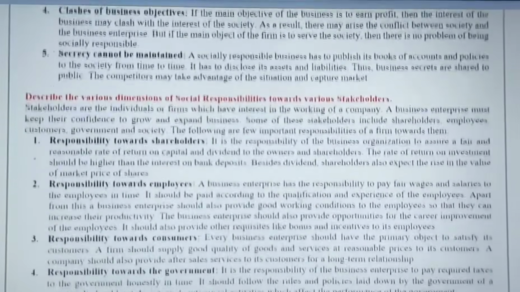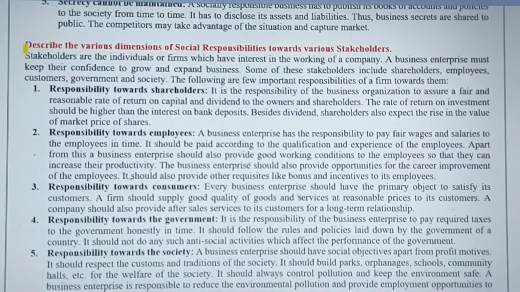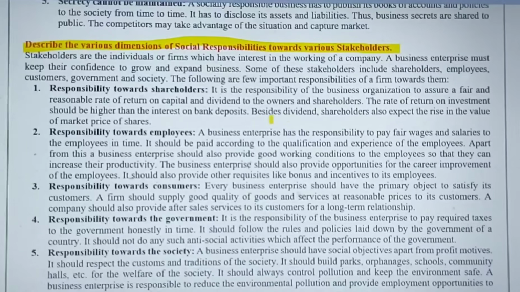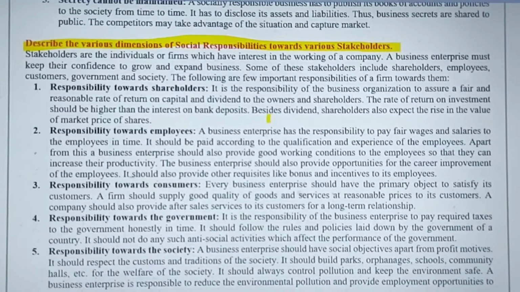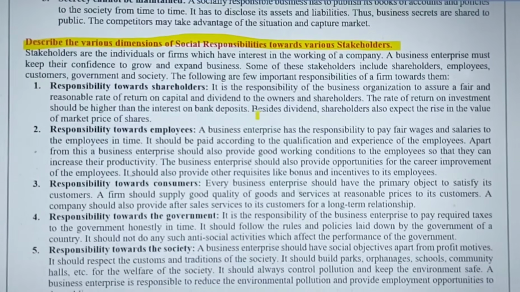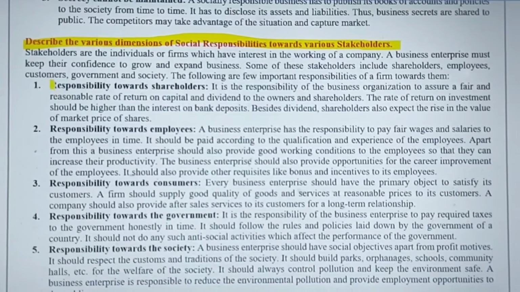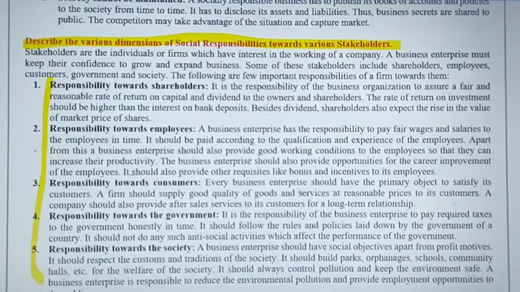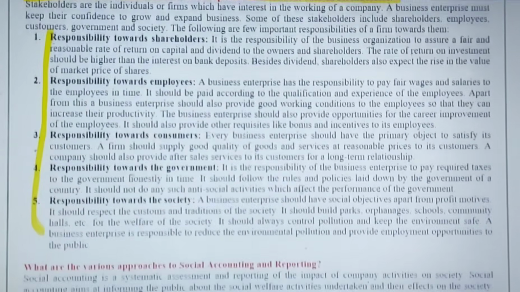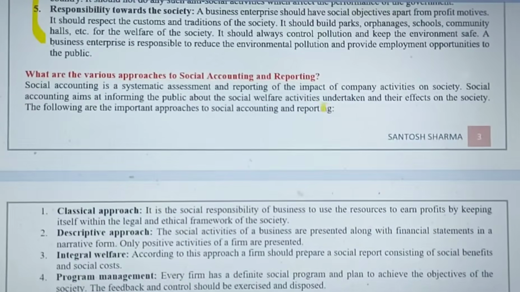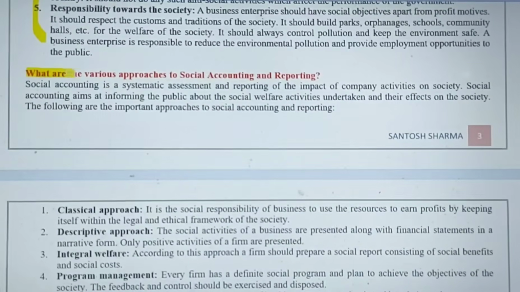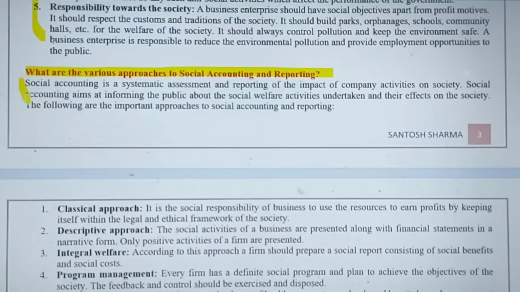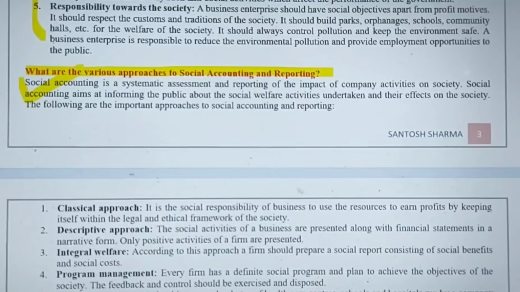Fine. The next question is: describe the various dimensions of social responsibility towards stakeholders. So as we know, all stakeholders like shareholders, employees, consumers, government, bankers. So all these stakeholders should be taken care of by the business firm to achieve social responsibility. Okay, from this particular unit, you can revise this question also: what are the various approaches to social accounting and reporting? One of the very important questions it looks like for this June exam.